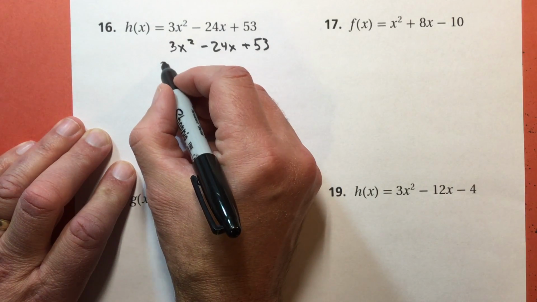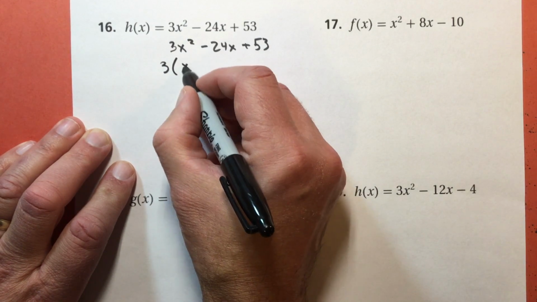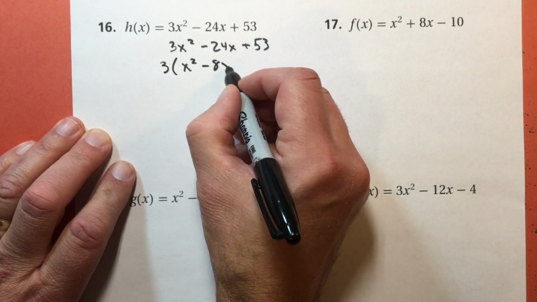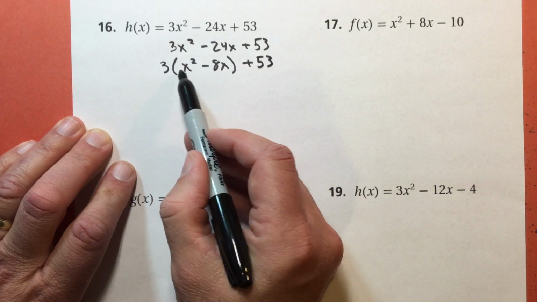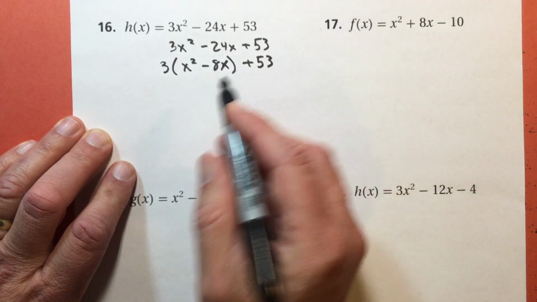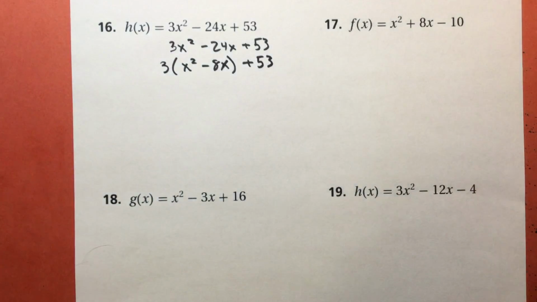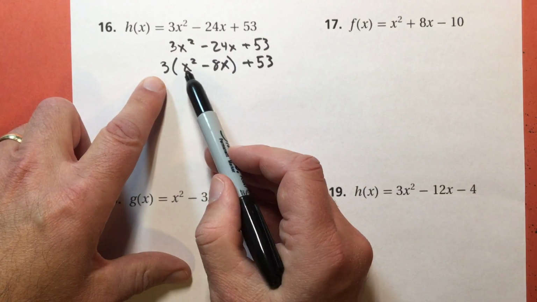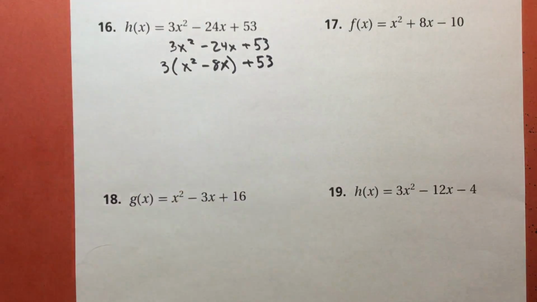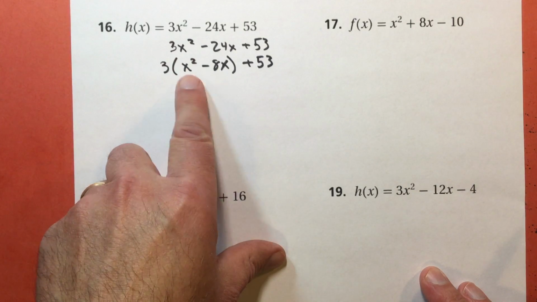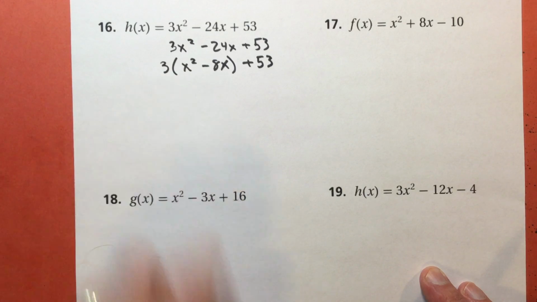So this becomes 3 times x squared subtract 8x, and I'm going to leave the 53 alone. I only want the 3 from the first two parts, the parts that have the x's, the x squared and the x. And again, like I showed you when I first introduced this, 3 times x squared is 3x squared, 3 times negative 8x is negative 24x. So I haven't changed anything. I just factored out a 3 from the first two parts to get the x squared.